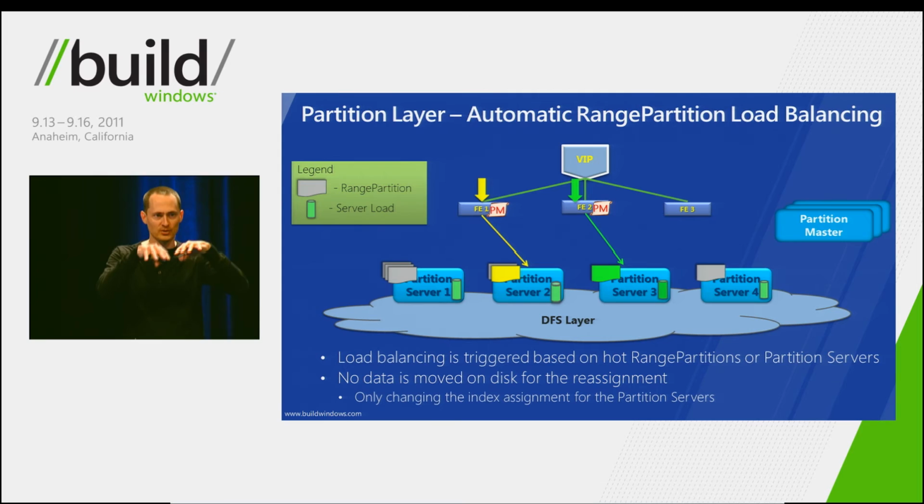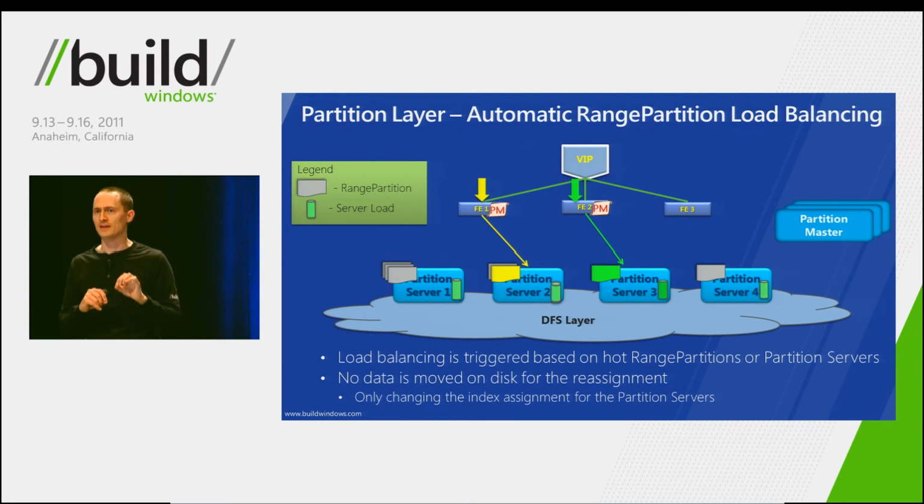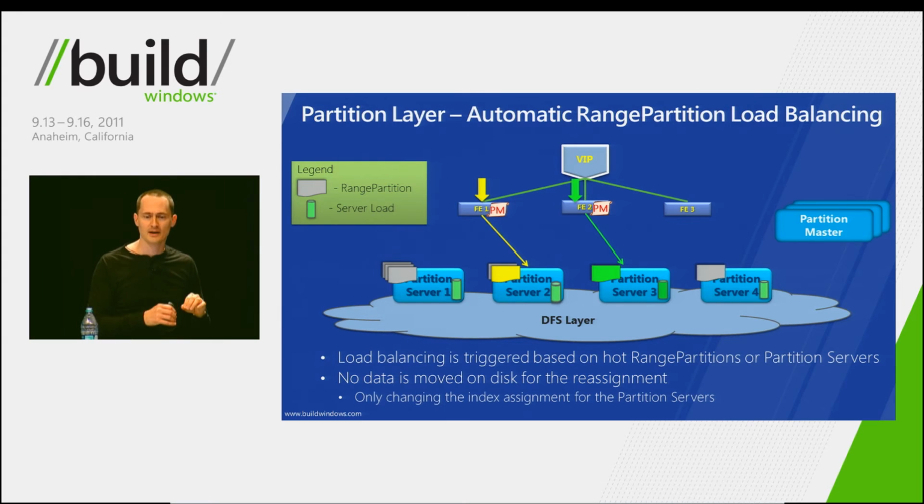The data is stored in the DFS layer. So all we're doing is saying, partition server 3, stop serving this index range. Partition server 2, you start serving that index range. Then partition server 2 can then go to the DFS layer and basically get the metadata for the index and start serving it. There's basically no data moves around on disk. We only are changing the index assignment across the servers.